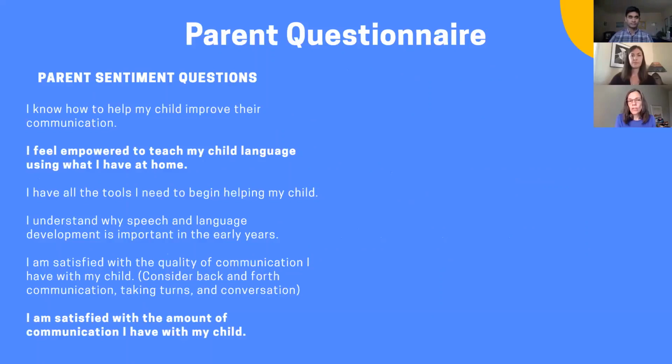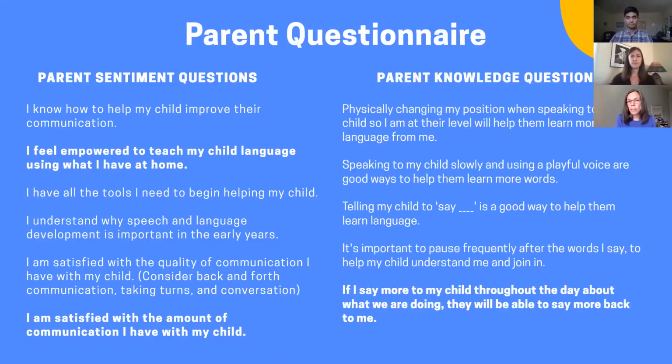So this is an idea of some of the questions that we asked. Parent sentiment questions included things like, I feel empowered to teach my child language with what I have using at home. And I understand why speech and language development is important in the early years. And I am satisfied with the amount of communication I have with my child. Knowledge questions included things like speaking to my child slowly and using a playful voice are good ways to help them learn more words. Or if I say more to my child throughout the day about what we are doing, they will be able to say more back to me.